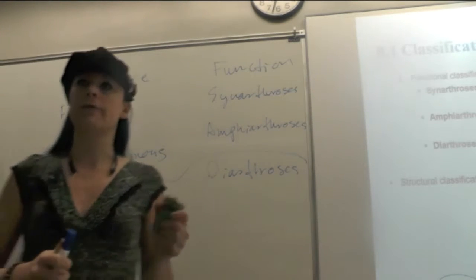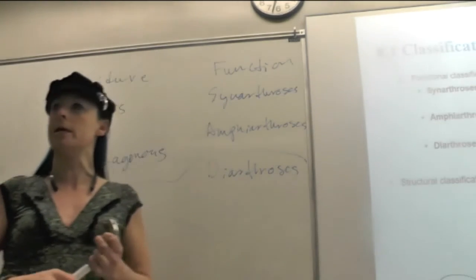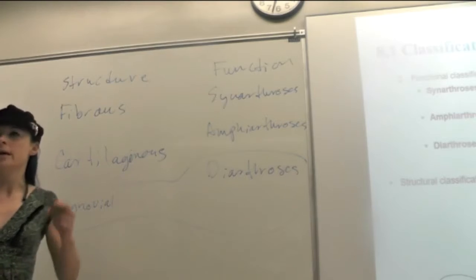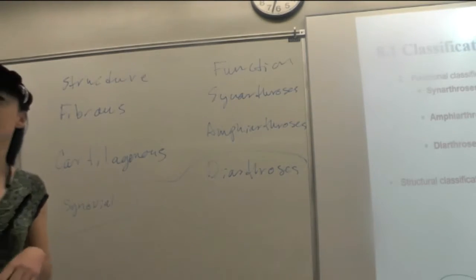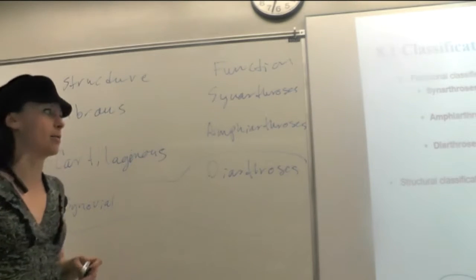And this is a weird thing for people to wrap their head around, because like your SI joint between your sacrum and your ilium is a synovial joint. It's freely movable, but that's not a very movable joint. So synovial ones are kind of weird, and we're going to talk about that.